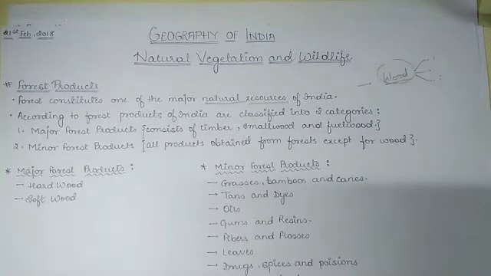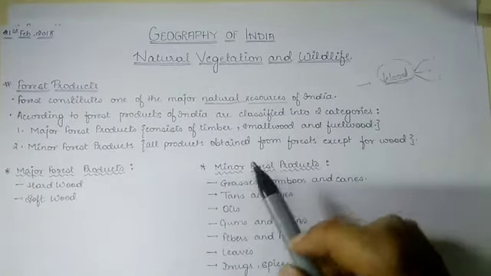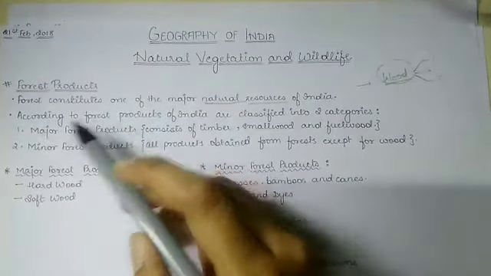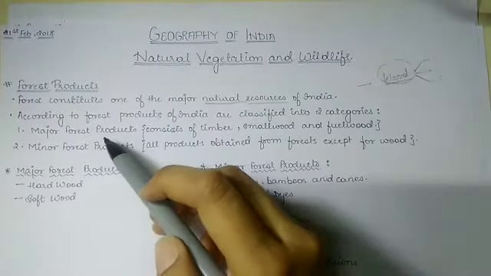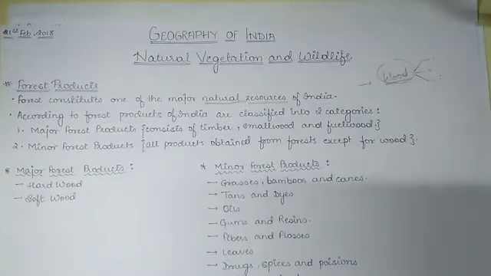Now, according to the forest product that we get from forest, these forest products are classified into two categories. The first category is major forest product and the second one is minor forest product. Major forest product constitutes timber, small wood and fuel woods, and these fuel woods also include charcoal, etc.